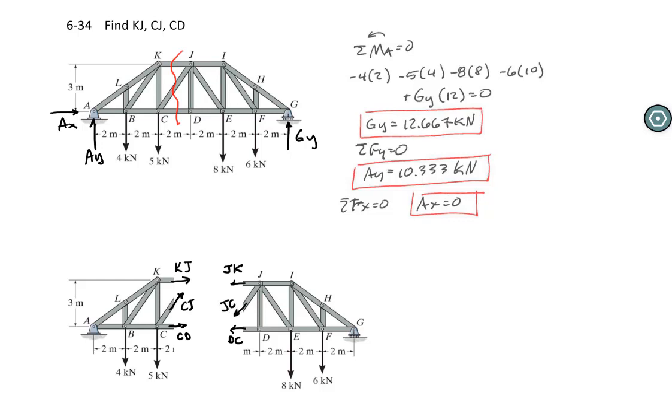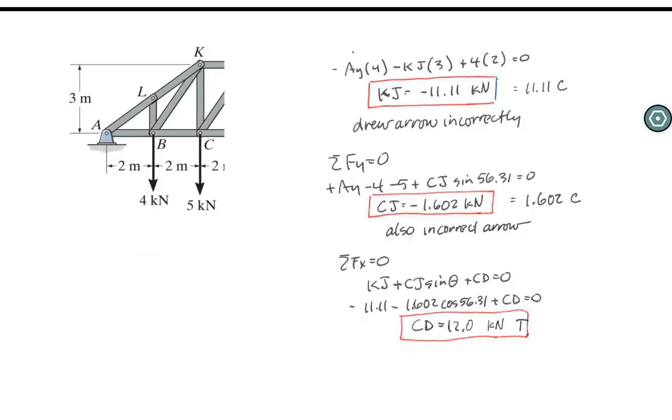Okay. We can solve either side. It doesn't really matter how we do it. We can do this one or we can do this one. We've already solved for the reactions, so let's look at the left side first. Here's the solution for the left side. Oh, I forgot to transfer these forces. So let me just say this is KJ, CJ, and CD.